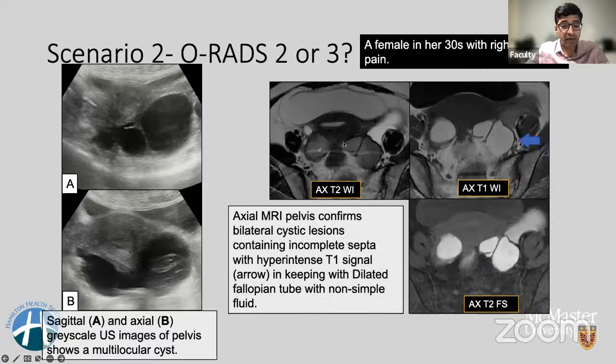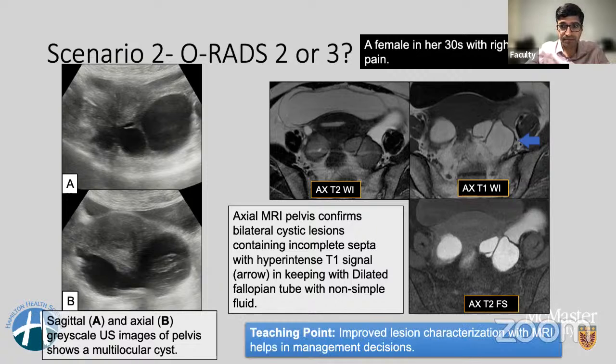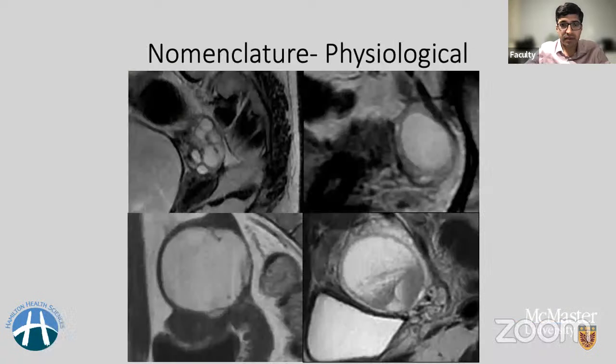When we do an MRI of this patient, this is the T2, the T1, and the T1 fat suppressed image. You can see that there are bilateral cystic lesions, and they contain incomplete septations with hyperintense T1 signal, which is in keeping with fallopian tube dilatation with non-simple fluid. So whenever you get non-simple fluid in dilated fallopian tubes, it becomes O-RADS category 3. If there is simple fluid in dilated fallopian tubes, even if there is smooth wall enhancement, it becomes O-RADS 2. So MRI really helps in risk stratifying some of these lesions. Obviously, MRI is going to give you improved characterization and help in management decisions.